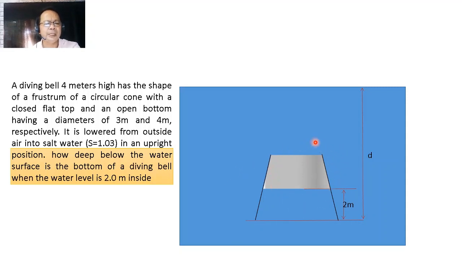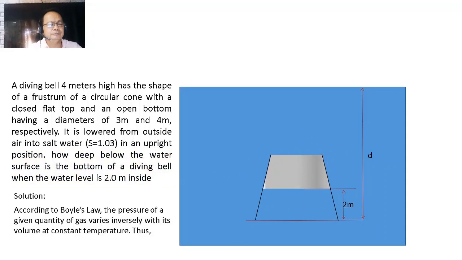From here, we will be applying the concept of Boyle's law, which states that the pressure of a given quantity of gas varies inversely with its volume at constant temperature. So assuming that the temperature of this diving bell remains constant as it is being submerged, the pressure inside will vary inversely with the volume. Thus, we say that the product P1V1 is equal to P2V2.